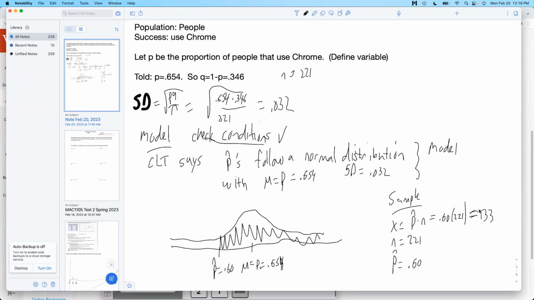And that might bother you and go, wait, we shouldn't be rounding. We actually didn't round. We fixed it. They rounded that number. So whoever gave us that number, that's a rounded number. This is what they actually found. 133 people in the sample said, yeah, I use Chrome. And then they did 133 out of 221, got a number, and then they rounded this when they told it to us.